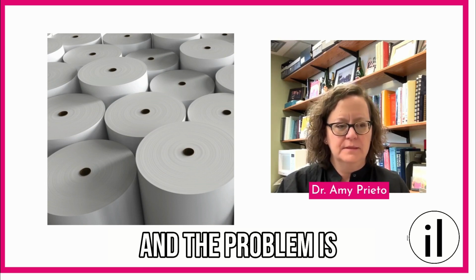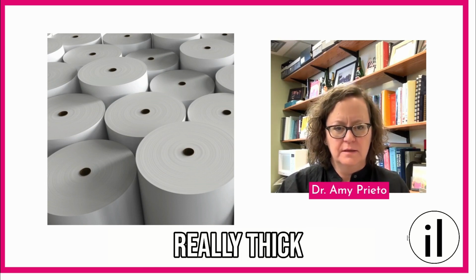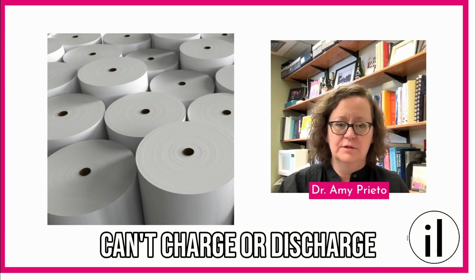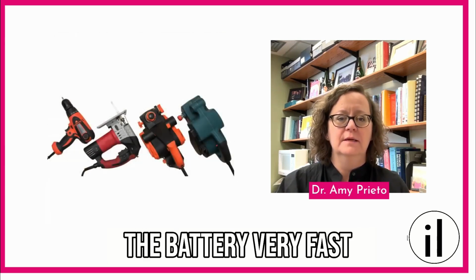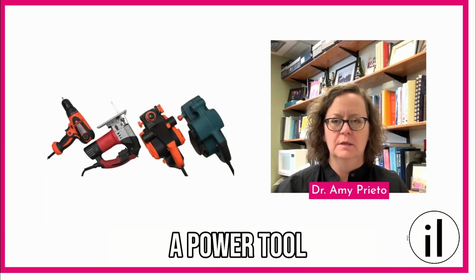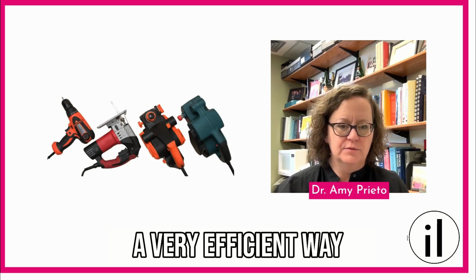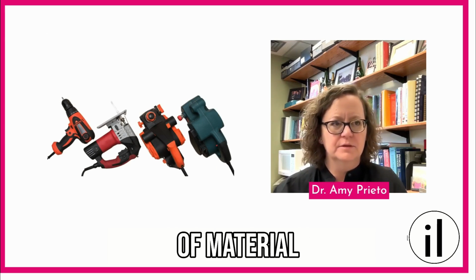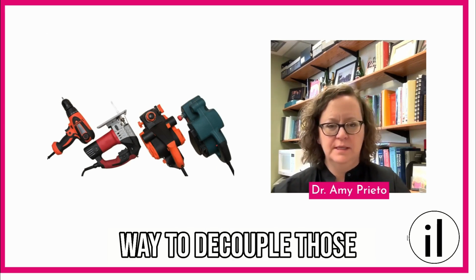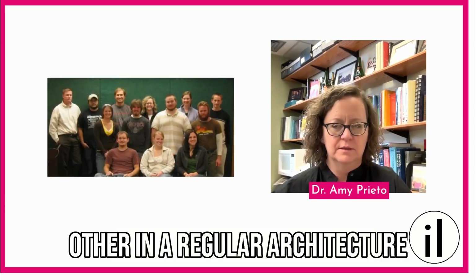And the problem is that if you want to store a lot of energy, you have to make each of those layers really thick. And that means you can't charge or discharge the battery very fast. If you want a high power battery, say for something like a power tool, then you need to make all those layers really thin, but then it's not a very efficient way to pack a lot of material. And so there's no way to decouple those two things from each other in a regular architecture.